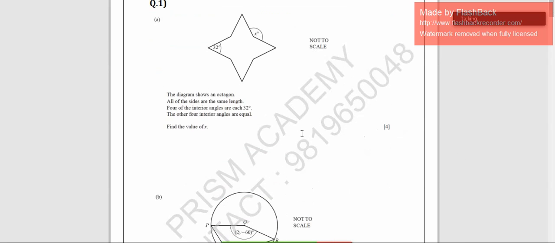So we're doing geometry today. The diagram shows an octagon. All of the sides are marked the same length, so they all are, but it's not a regular octagon. Remember, okay?